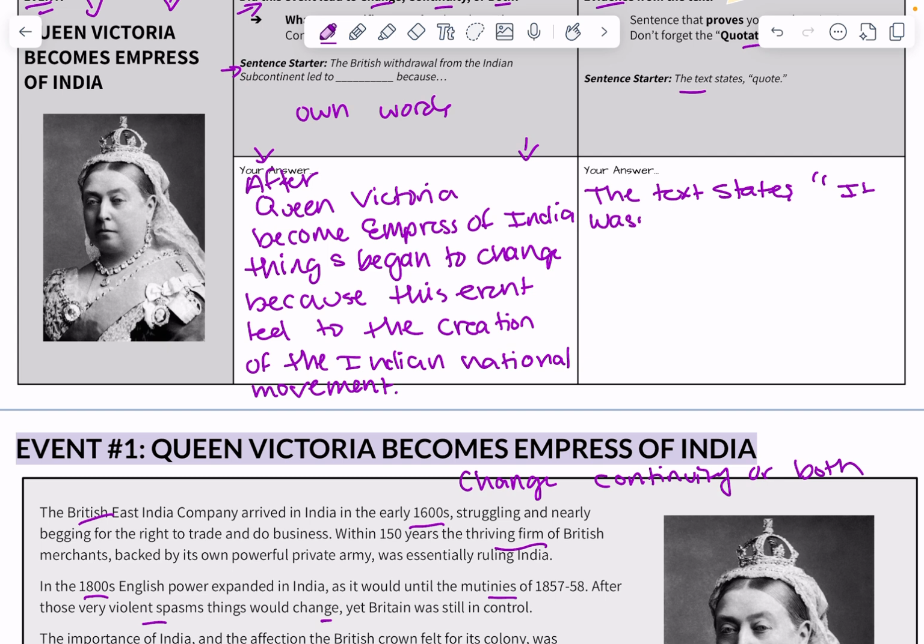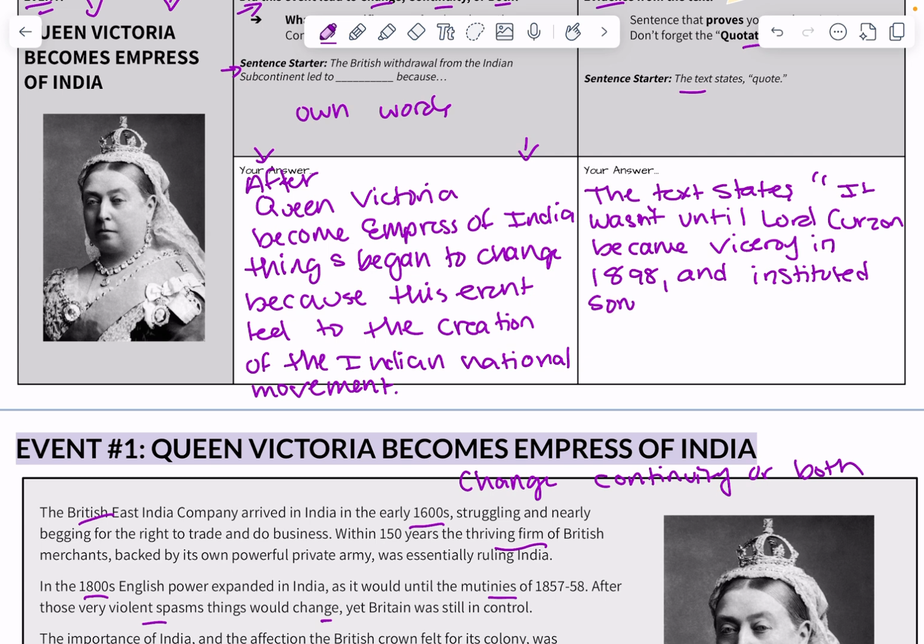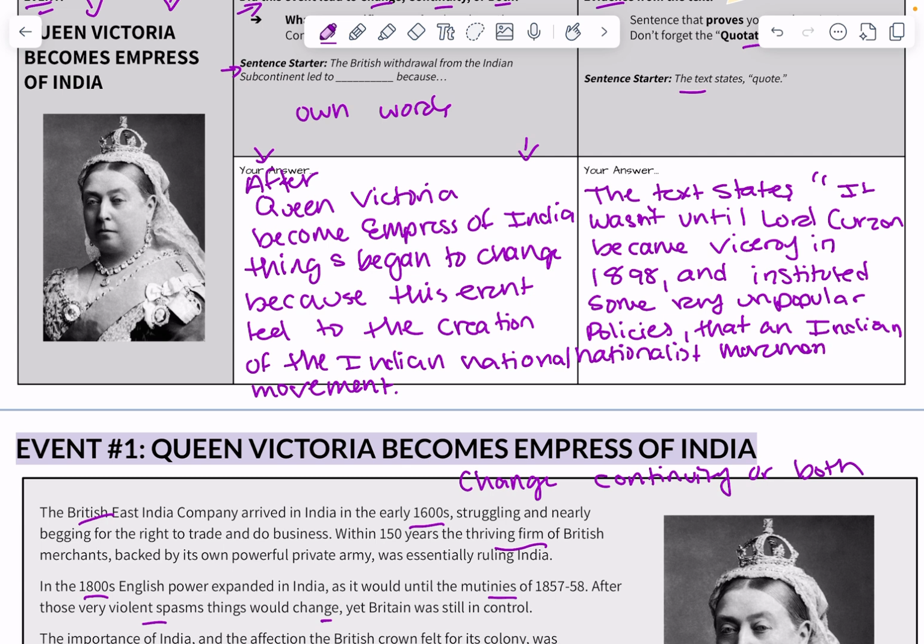It wasn't until Lord Curzon became viceroy in 1898 and instituted some very unpopular policies that an Indian nationalist movement began to stir.